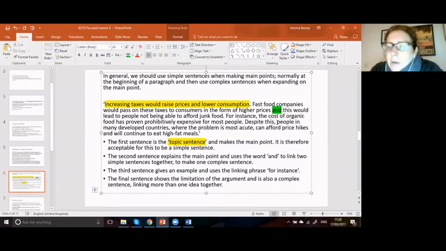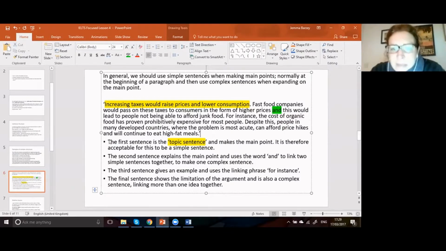What a lower level student would do is say people in developed countries can afford price hikes, full stop. They will continue to eat high-fat meals, full stop. But despite this, the relative clause and the and all make this a complex sentence. So I guess what I'm trying to say is that all the things that you know, all this isn't complicated, it's complex, as in there's good things happening. You all know how to use despite this, you should know how to use relative clauses, and you can all join sentences with and. It's just making sure that you do it.